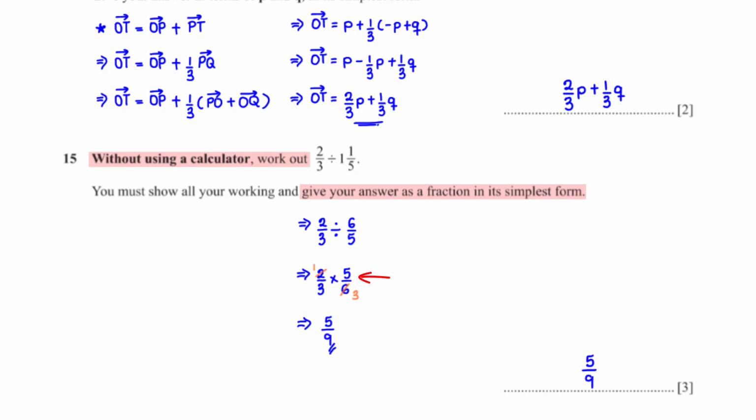In the next step, we bring in 2/3. Then we replace the division with multiplication, and then bring in the reciprocal of 6/5, which is 5/6. 2 goes into itself 1 time and goes into 6 3 times. So for the numerator, 1 times 5 is 5, and for the denominator, 3 times 3 is 9. 5/9 cannot be simplified further, and so that will be our final answer.